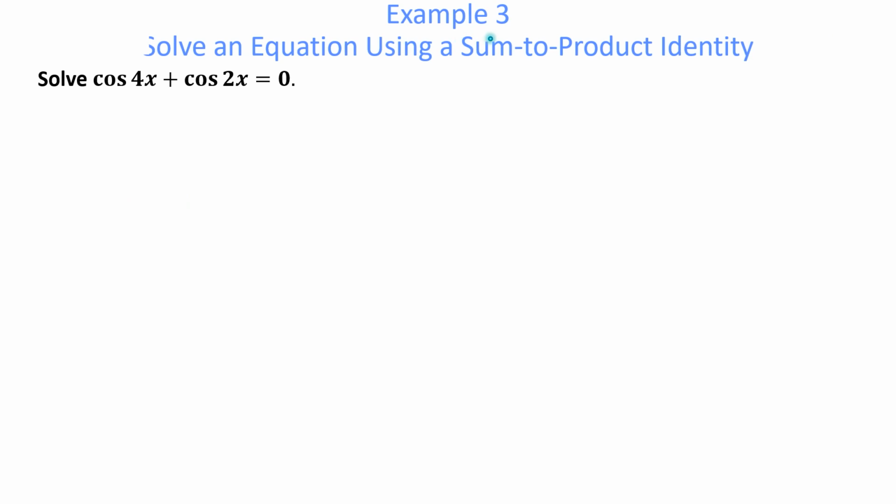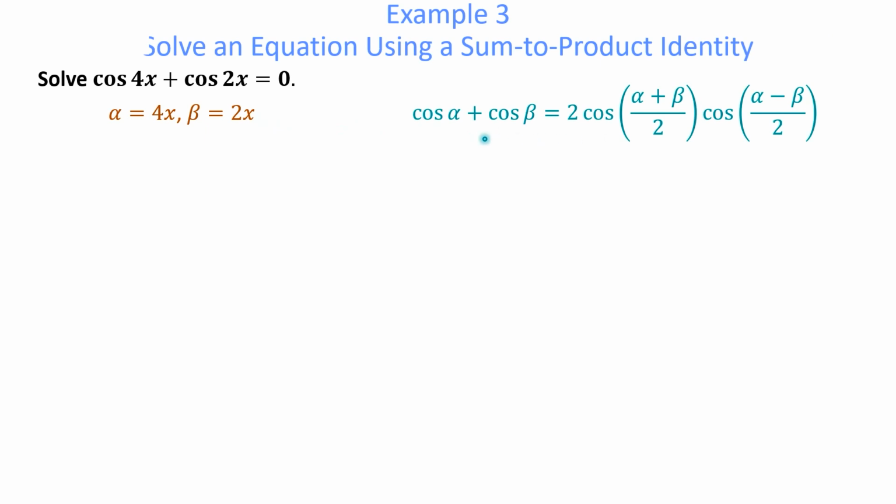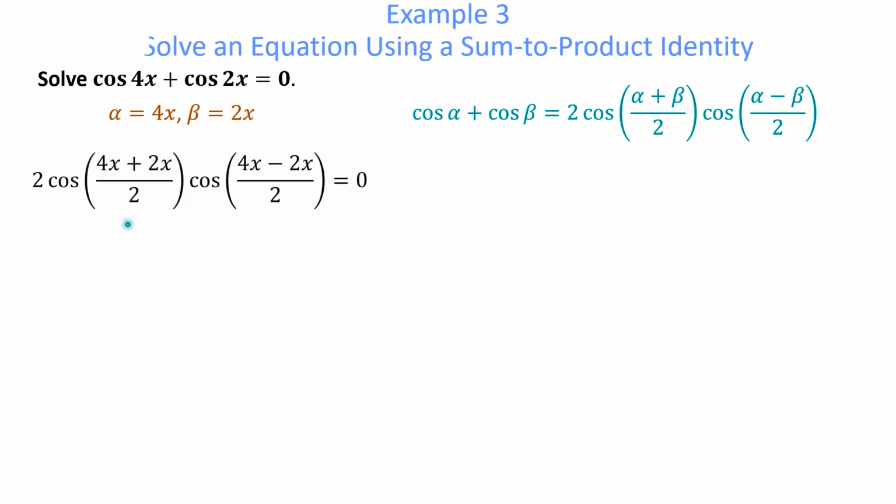So for example 3, we're asked to solve this equation over here. And you'll notice that the expression we have on the left hand side is a sum. So the first thing I'll do is replace the 4x with alpha and the 2x with beta. So we could read this as cos alpha plus cos beta. And this will help us determine the correct sum to product identity, which is the following. You can see this on the left hand side takes the same form as what we have here. Now all we need to do is replace the original expression with what we have on the right hand side here by replacing the alpha and the beta with 4x and 2x respectively, and then we'll get the following.